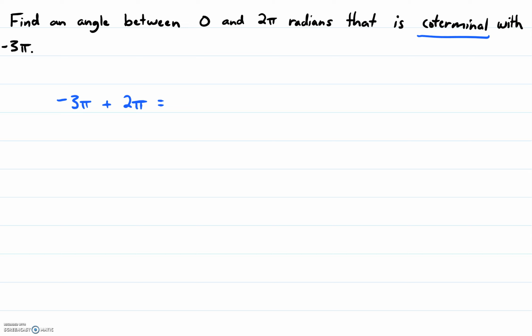So negative 3 plus 2 is just going to leave us with negative pi. So after your first step, or your first iteration, you ask, is negative pi between 0 and 2 pi radians? And the answer is no. So we're going to do it again.